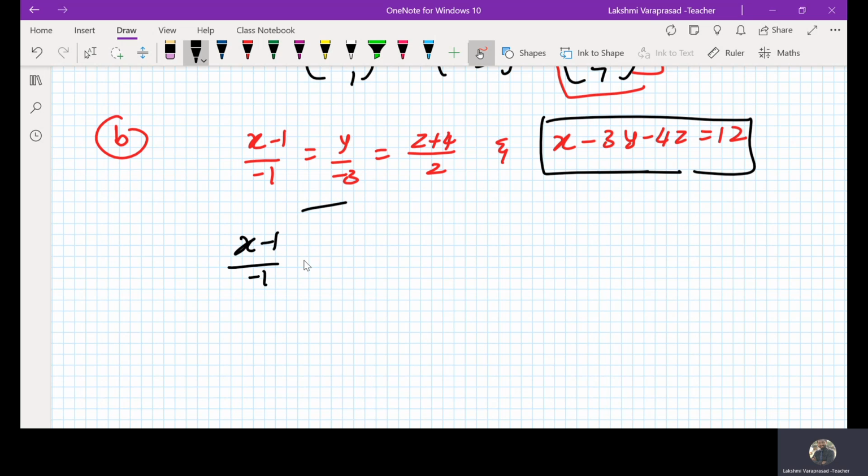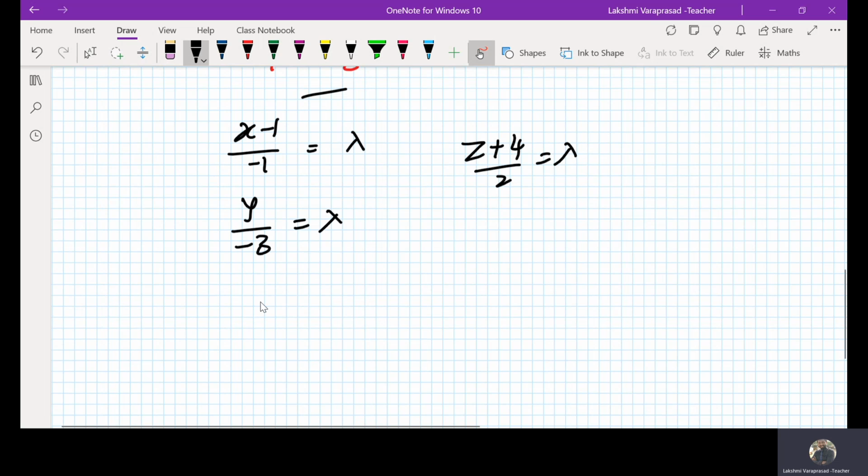See, (x − 1)/(−1) is equal to, assume it's something called lambda or mu, whatever it may be, lambda. And similarly, y/(−3) is equal to again lambda. (z + 4)/2 is equal to again lambda. We have to equate and find it. From the first equation, lambda is going to be... okay, we'll find it like that.